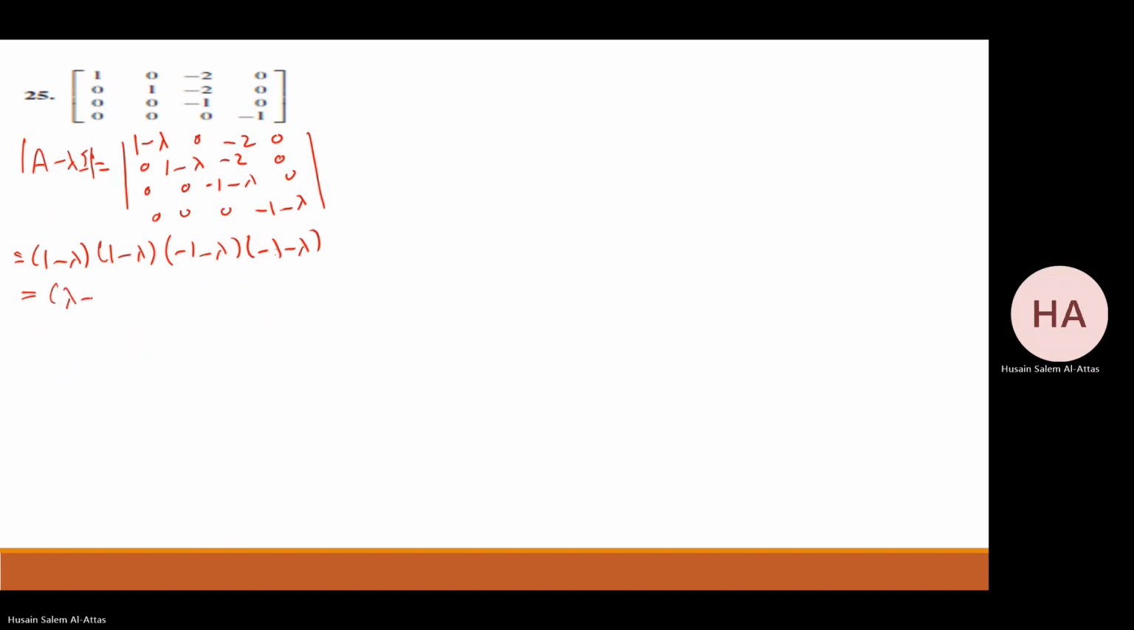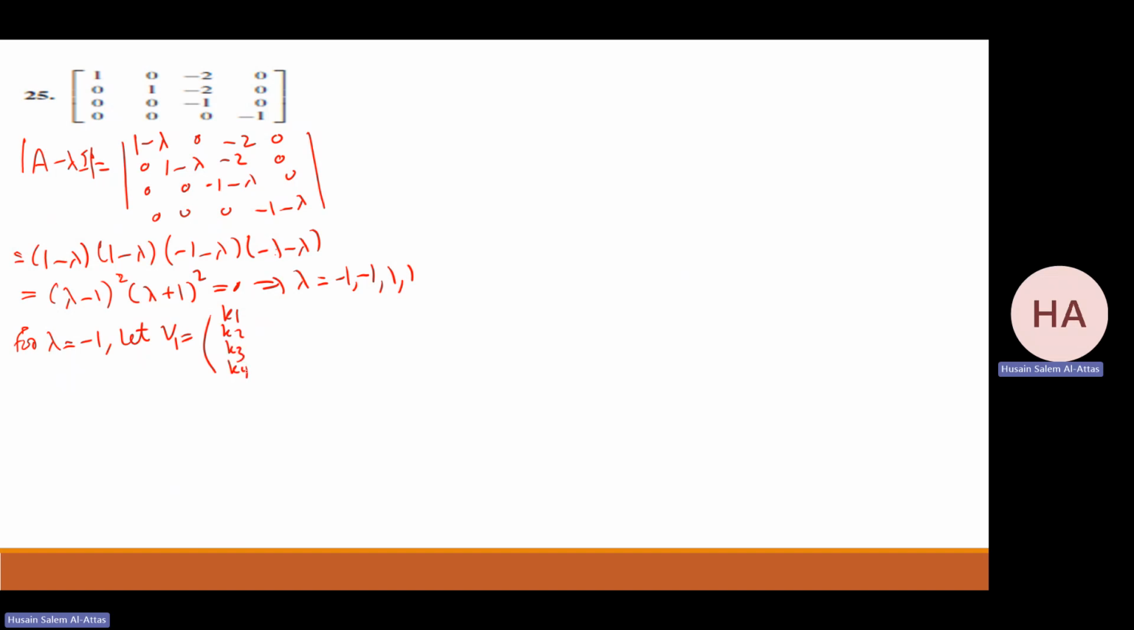It's lambda minus 1, I take minus minus multiply the square, and lambda plus 1 square. So I have lambda 1, 1, minus 1, minus 1. So I have 1 multiplicity 2 and minus 1 multiplicity 2. Okay, so check how many eigenvectors I will get. For lambda equal minus 1, let V equal K1, K2, K3, K4. Let me try solve the system.